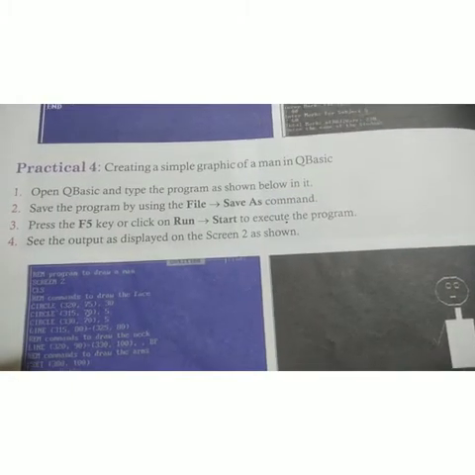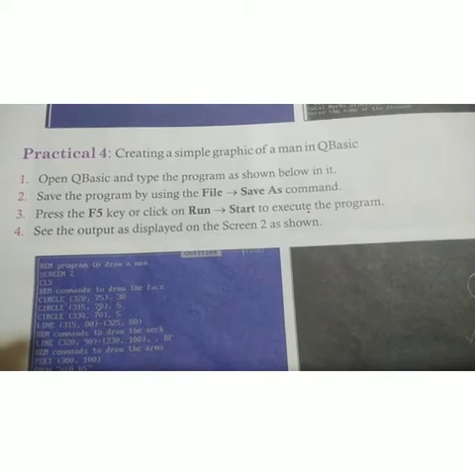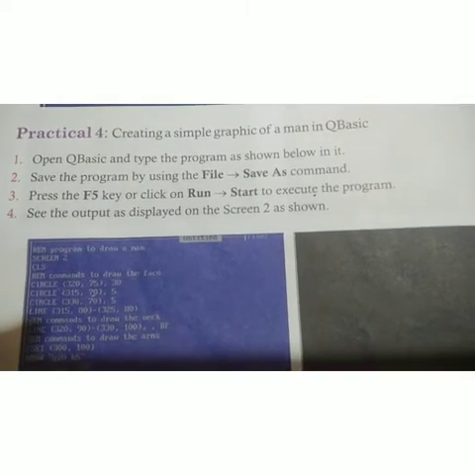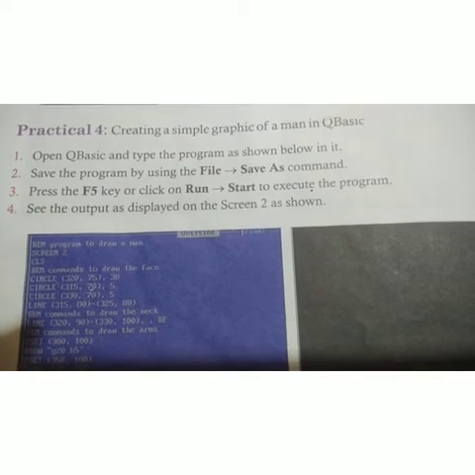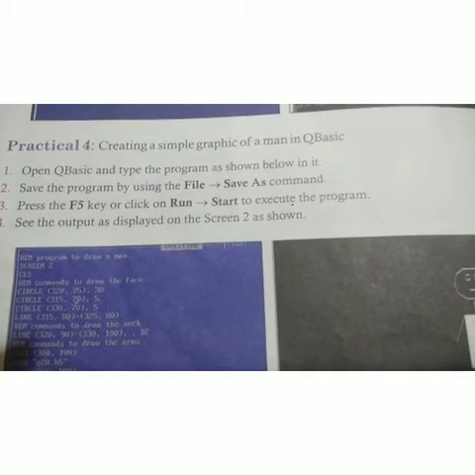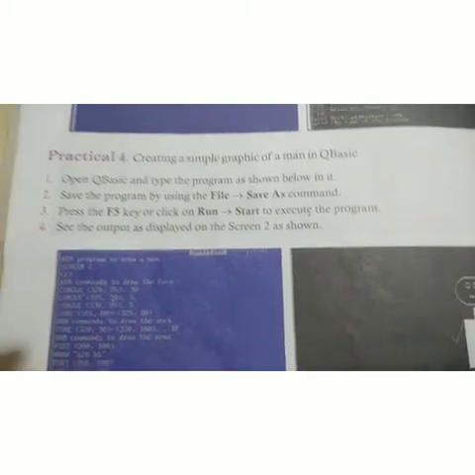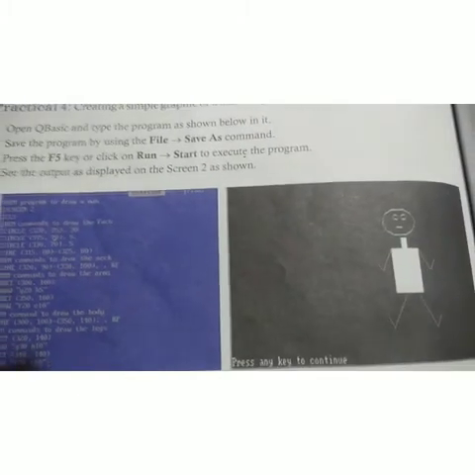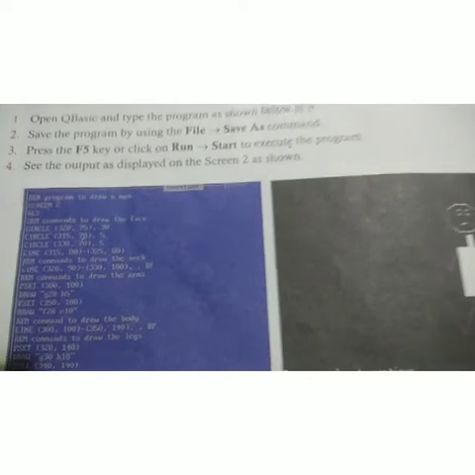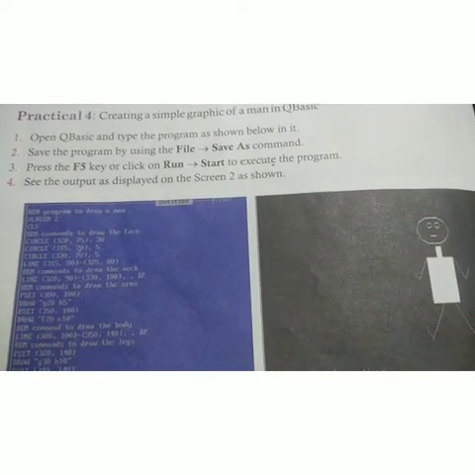And last, practical 4: creating a simple graphic of a man in QBasic. Open QBasic and type the program as shown below. Then save the program using the File Save As command. Then press the F5 key, or click on Run Start, to execute the program. See the output displayed on the screen as shown. You can follow the pattern to create the program simply. Just write the code for a blue screen and you can see the output, rather than a black screen.